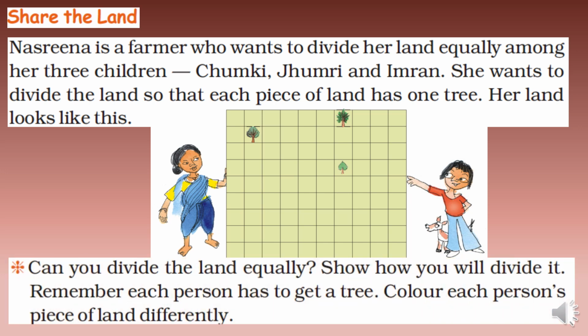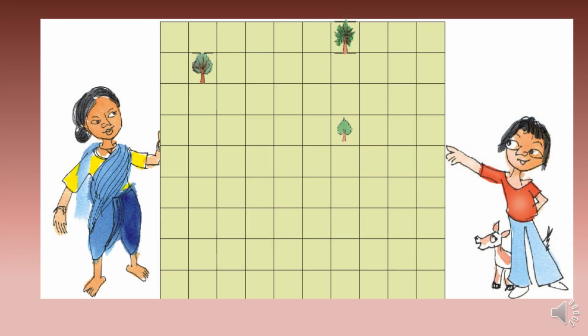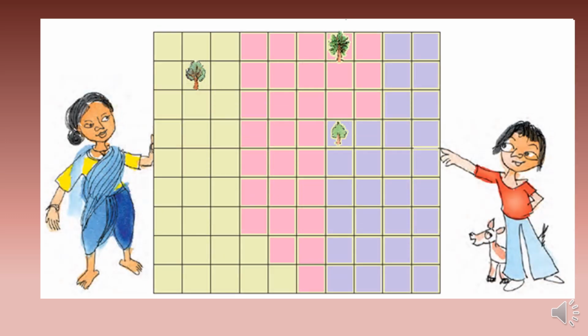So how will you divide it? There are total 90 squares. We have to divide it among 3 children. So 90 divided by 3, we will get 30 squares each. So color each person's piece of land differently. So let us do that. We can see that 90 squares, 3 trees, and we have to make sure that each one will get 1 tree. So if we color it, it will be like this. Your answer may be different.